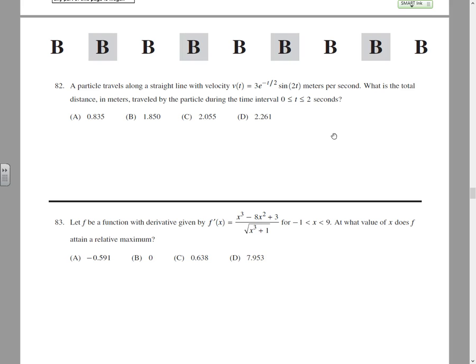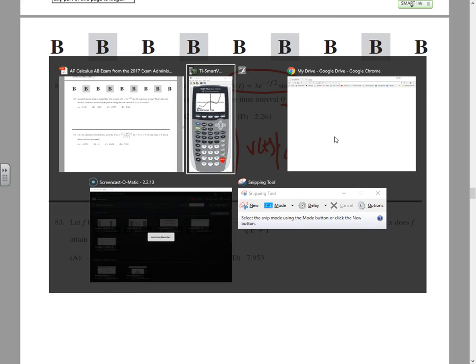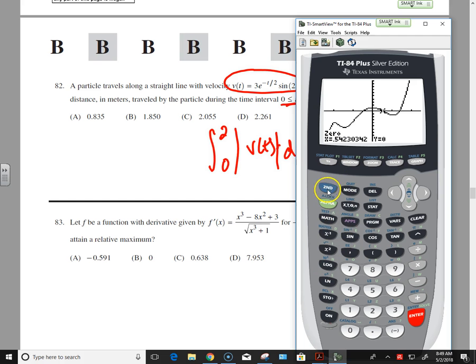Sam, I have velocity. Meters per second. What is the total distance traveled given velocity? Integral from A to B, they give it to me, absolute value of the function. There is no by-hand work to do.